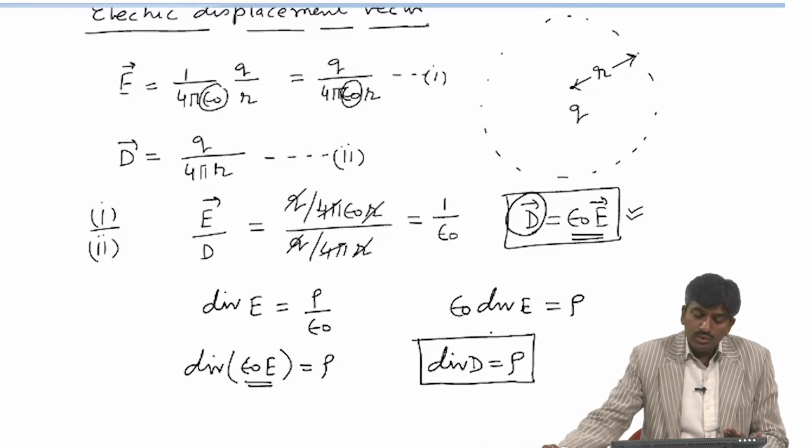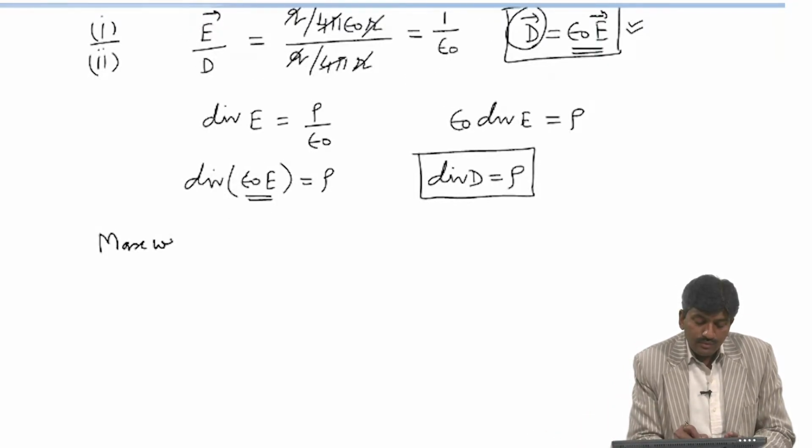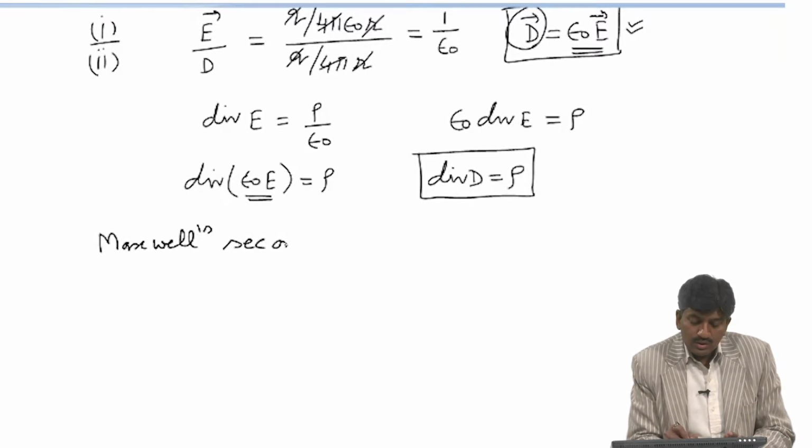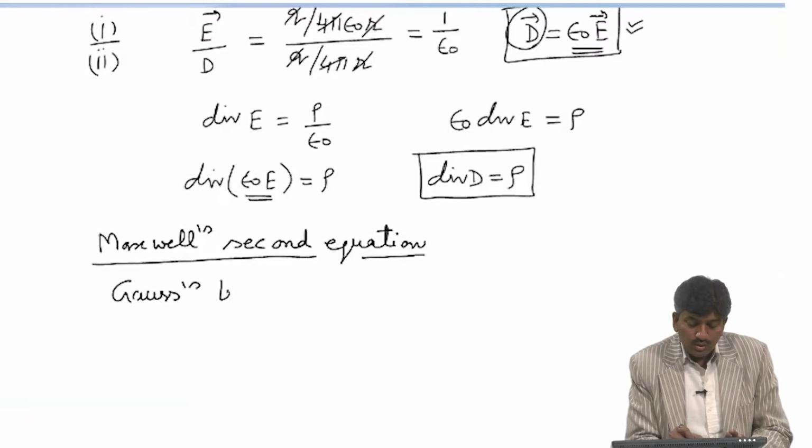Now we will move towards Maxwell's second equation. Maxwell's second equation depends upon Gauss law for magnetism.